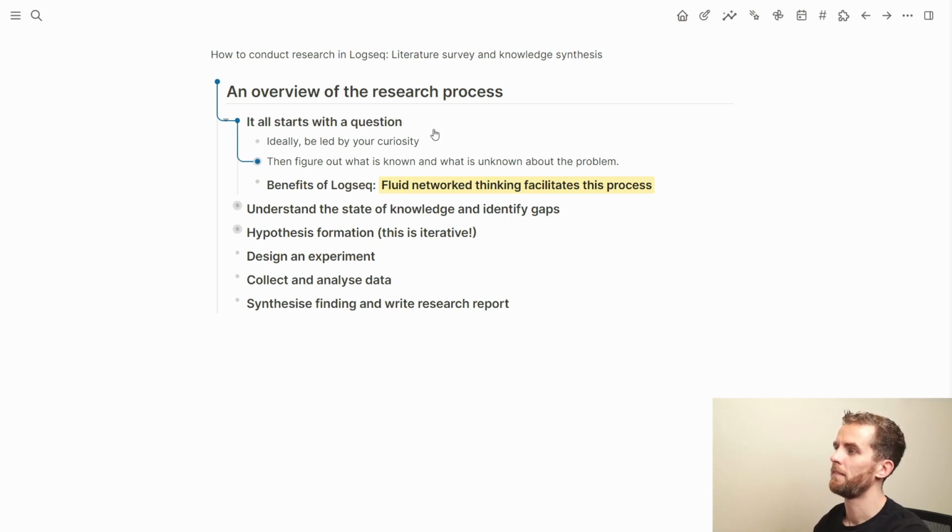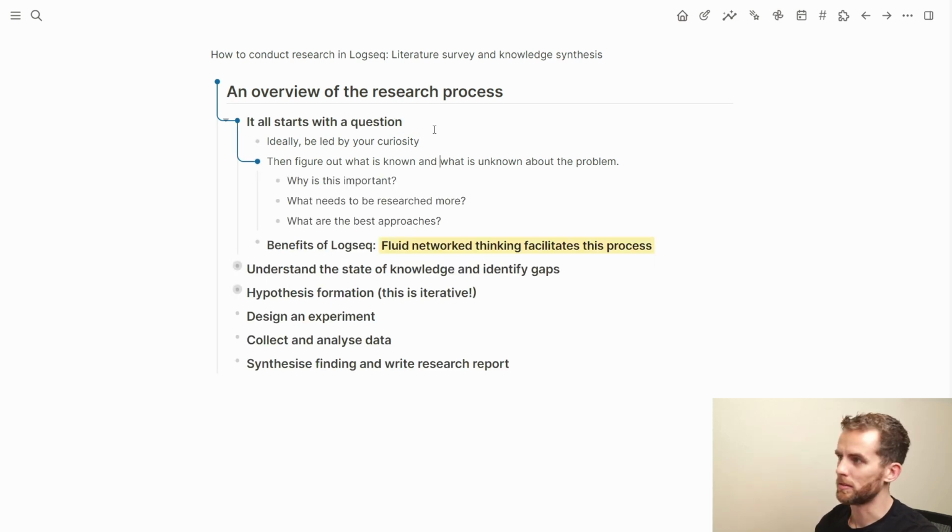So that is figuring out, why is this important? What needs to be researched more? What is the best approaches? Also, what has been done before? So yeah, we'll have a look at that in the second point, but that's the broad perspective of why you're going to the literature.